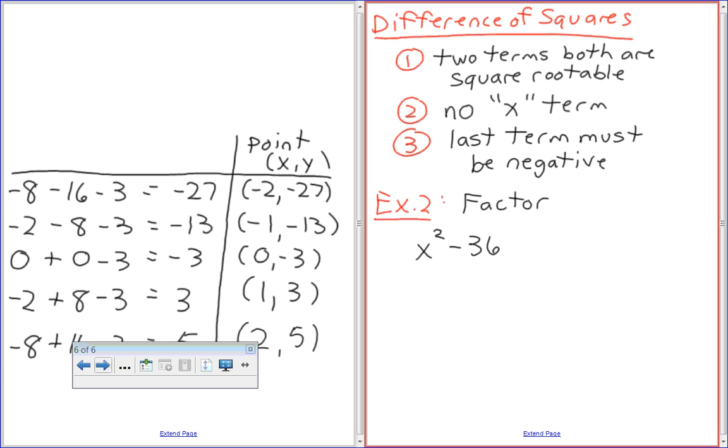It is, because there's only 2 terms. Secondly, there's no x term, there's just an x squared and a number. Thirdly, the last term is negative. Okay, who are we up to? Anna, what is the square root of x squared, please? Okay, what's the square root of 36? 6. Conrad, what's the square root of x squared, please? X. This is an in-between step. You don't have to show this step. All I'm doing there is just taking the square roots.